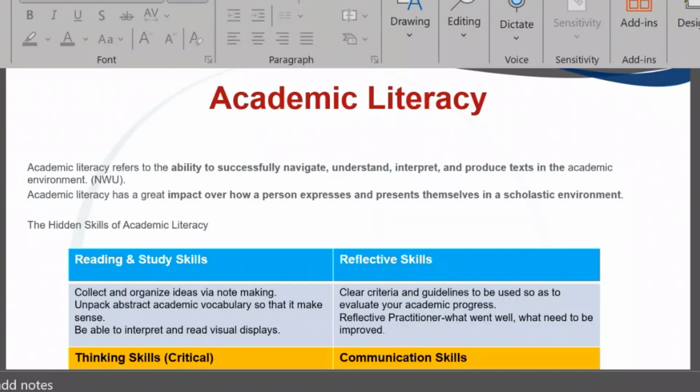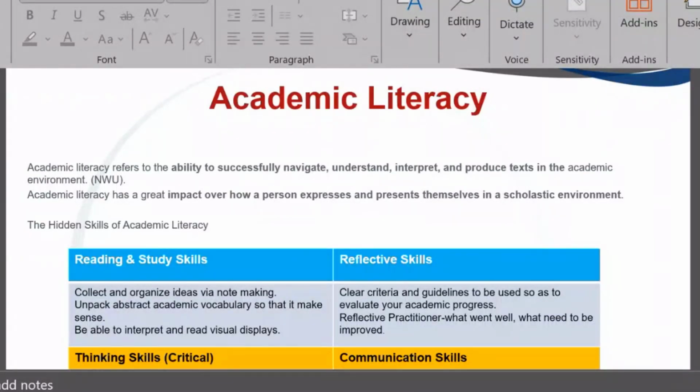And also the other skill, which is also hidden in academic literacy, it is your communication skills. You should be able to write clear and also well-informed, and also you should be able to embrace writing in various genres. Writing is not one-sided. It has various aspects, all right? Sometimes you call them genres.